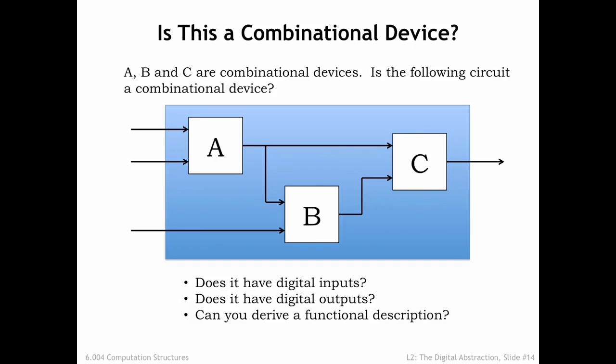Third, can we derive a functional specification for the overall system? In other words, can we specify the expected output values for each combination of digital input values? Yes, we can by incrementally propagating information about the current input values through the component modules. In the example shown, since A is combinational, we can determine the value on its output given the value on its inputs by using A's functional specification. Now we know the values on all of B's inputs and can use its functional specification to determine its output value. Finally, since we've now determined the values on all of C's inputs, we can compute its output value using C's functional specification.